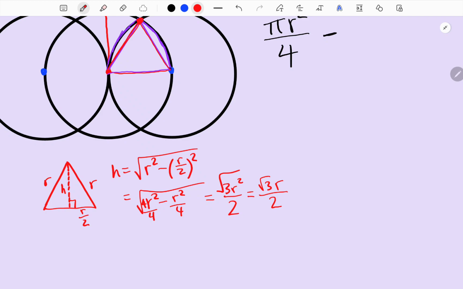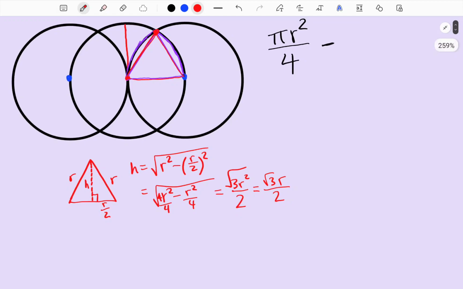Okay, so that's what we have. The height is going to be the square root of 3 over 2 times r. Now we can use the area of a triangle formula. Area of a triangle is equal to base times height.